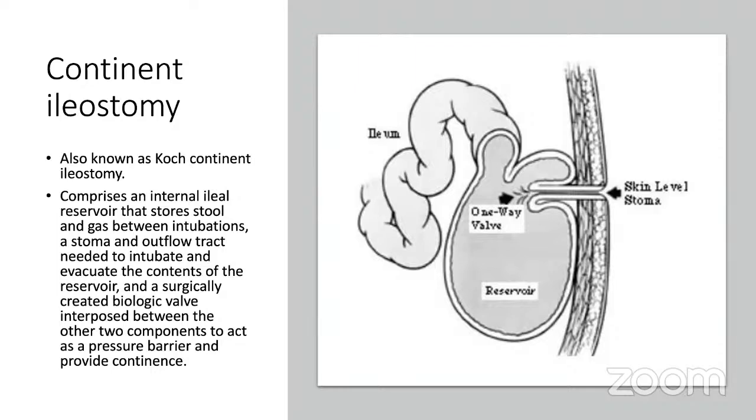This continent ileostomy is not done only for the total proctectomy. What about the urinary system diversion? Have you read about it? It can be done by making an ileum reservoir, in which both ureters can be transplanted over the pouch that we have made, or an ileal loop separately.